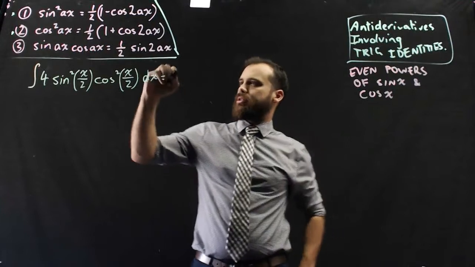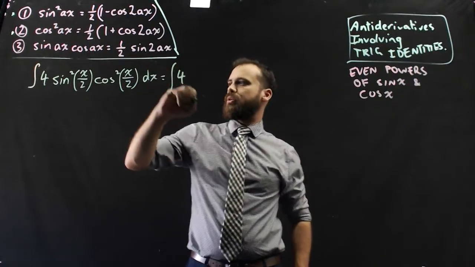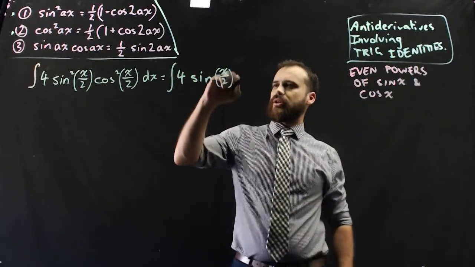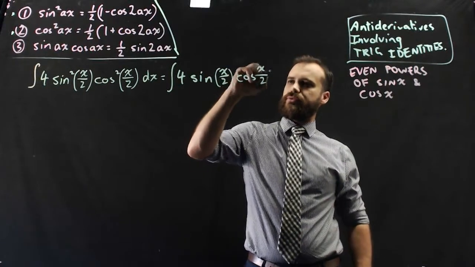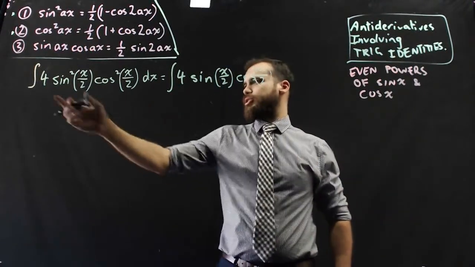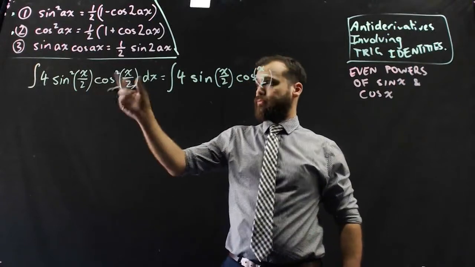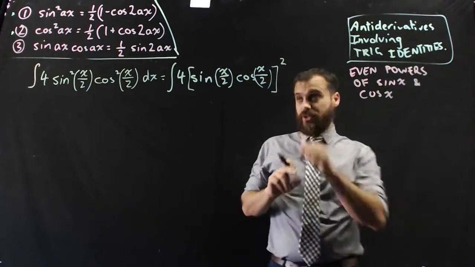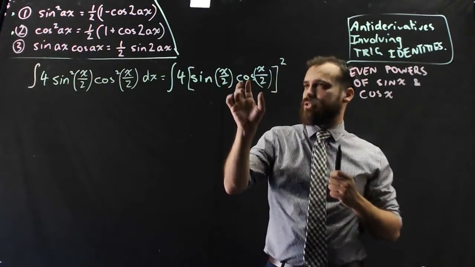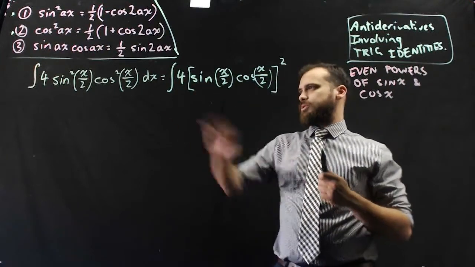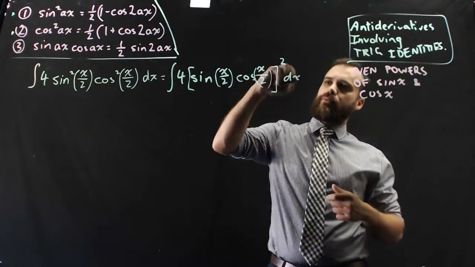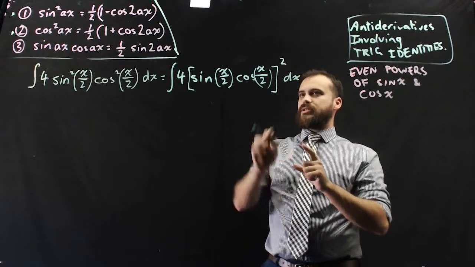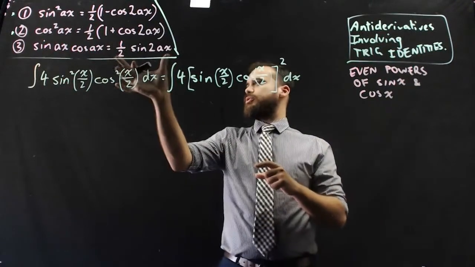So I'm going to rewrite this as the integral of 4 sine x on 2 times cos x on 2. So that's 1 each, because it was sine squared, so sine times sine, cos times cos. And if I square that, so I'm doing sine times cos times sine times cos. Same deal as what's happening over there with respect to x. Now, pretty easy to guess, I suppose, that we're going to be able to use this identity.